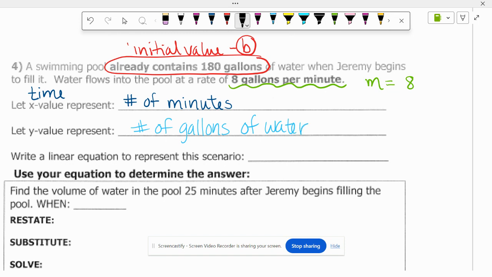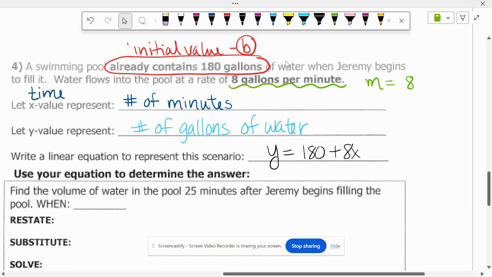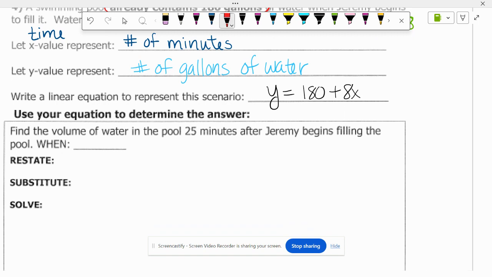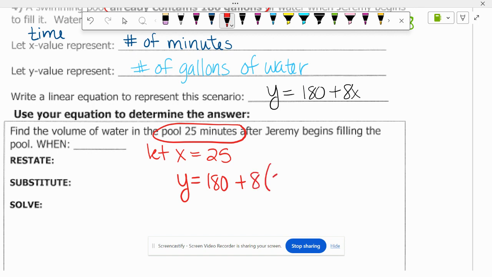All right, who's got the equation for me? Someone raise your hand. No shout outs. Hand up. Anyone? Michael. Yeah, y equals 180 plus 8x. Perfect. 180 is my initial value, 8 times my x value, my slope. Find the volume of water in the pool 25 minutes after Jeremy begins. What does that mean? Let x equal 25. So y equals 180 plus 8 times 25.